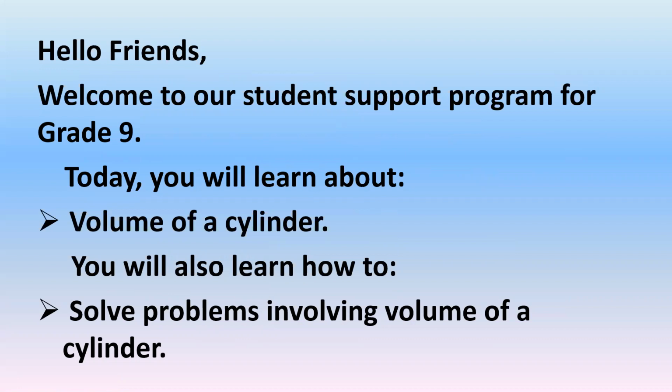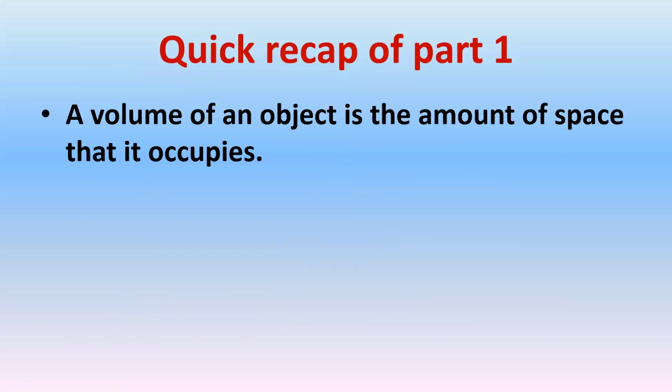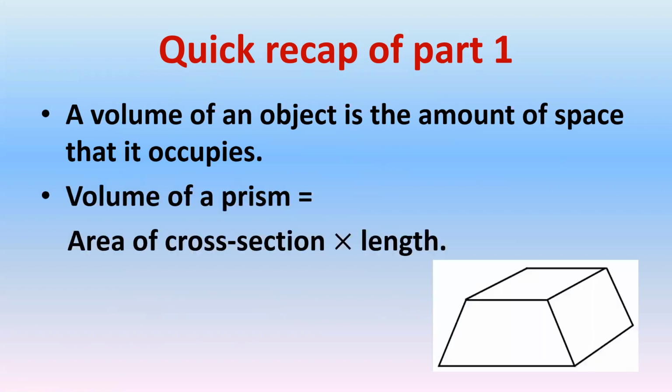Before we start with today's lesson, let's have a quick recap of Part 1. You have learned about the definition of a volume. A volume of an object is the amount of space that it occupies. You have also learned about the volume of a prism, which is area of cross-section multiplied by length. Today, we are going to learn about volume of a cylinder.